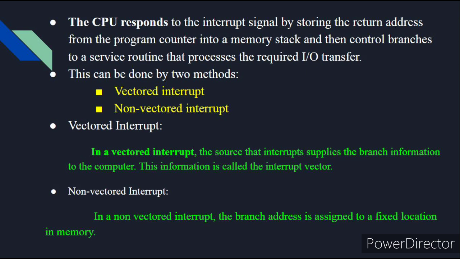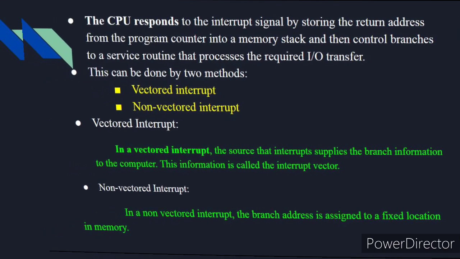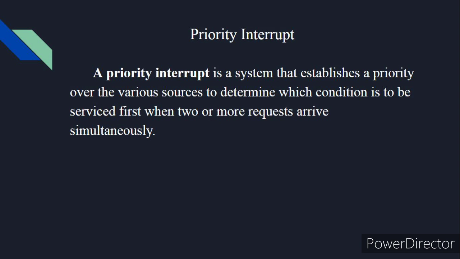In a vector interrupt, the source that interrupts supplies the branch information to the computer. This information is called the interrupt vector. In non-vector interrupt, the branch address is assigned to a fixed location in memory. When two or more requests arrive simultaneously, the system must know which request has to be serviced first. So here we are going to use a priority interrupt. A priority interrupt is a system that establishes a priority over various sources to determine which condition is to be serviced first when two or more requests arrive simultaneously.